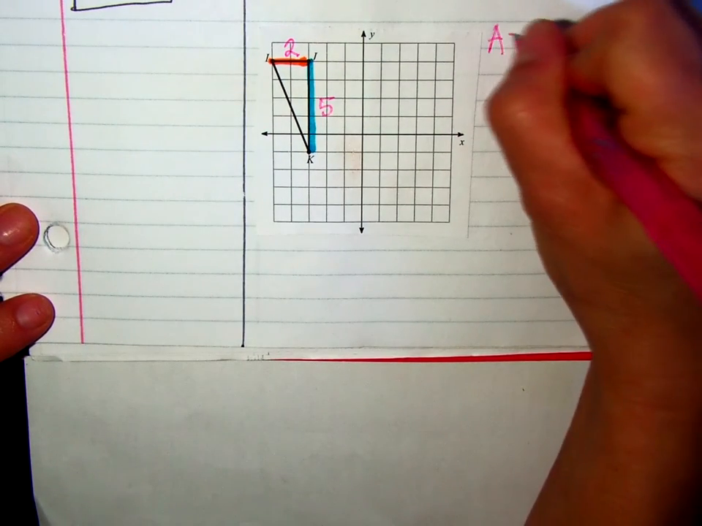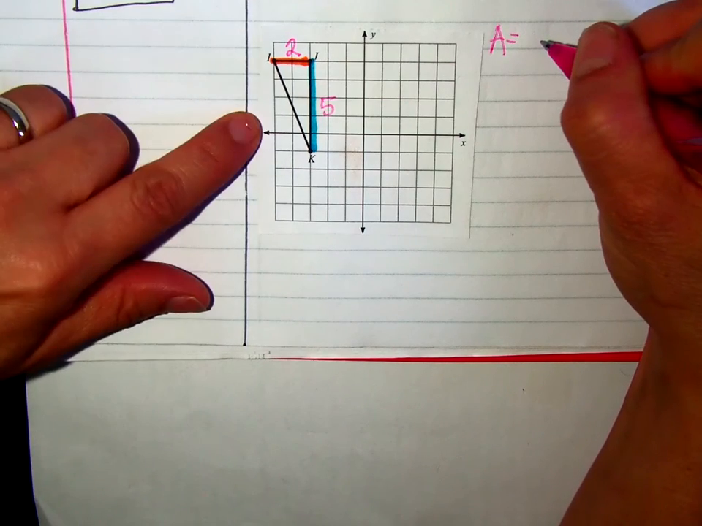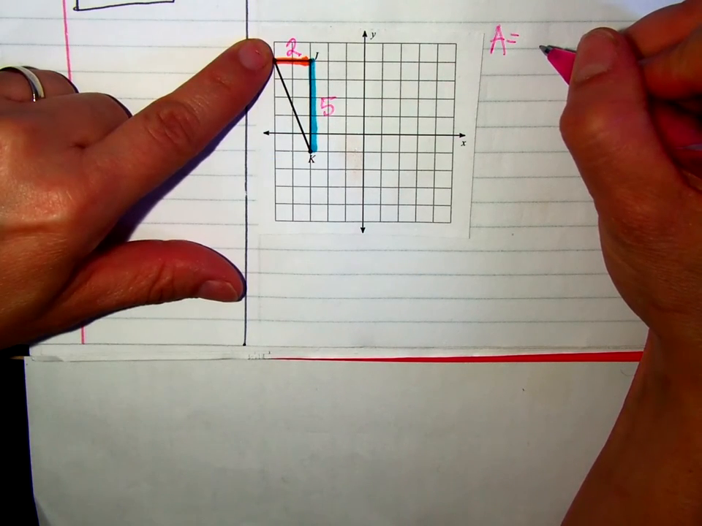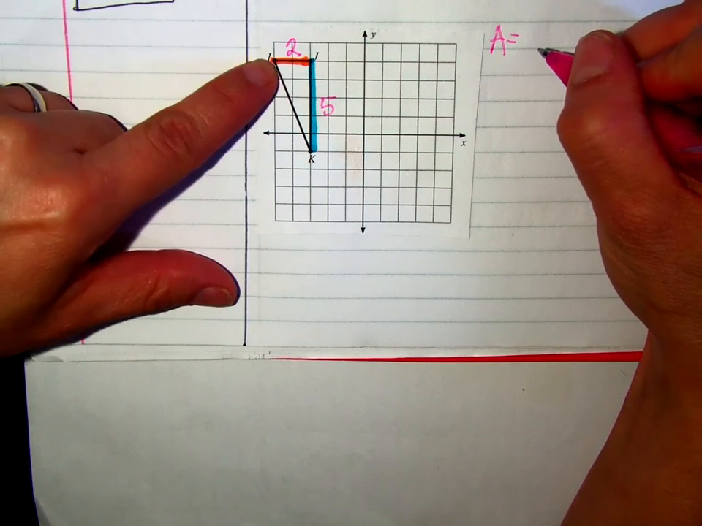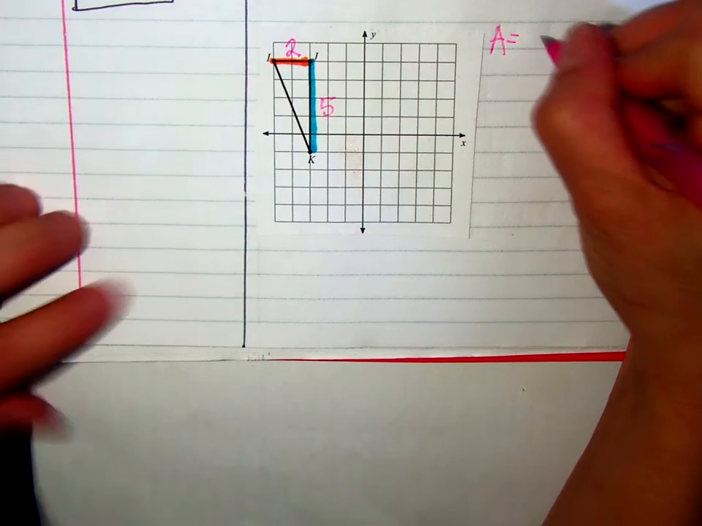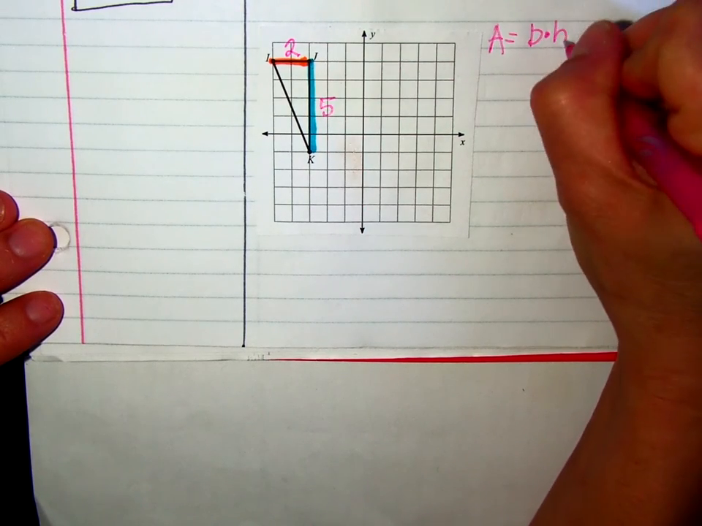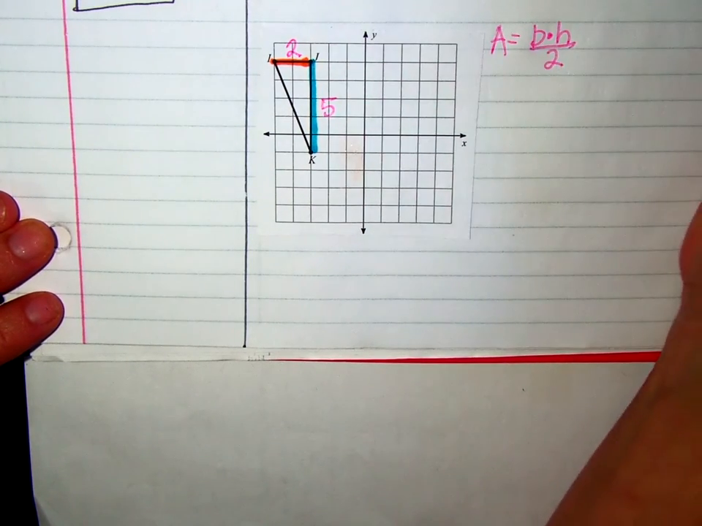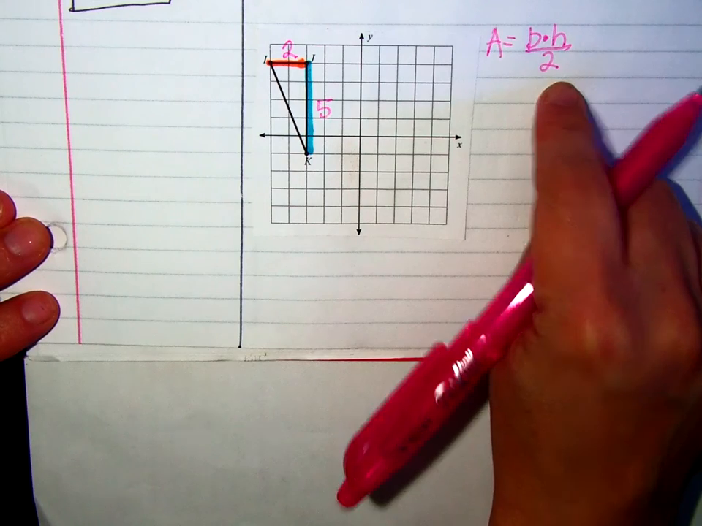Using our area formula, this time it's a triangle, which means if I were to complete the rectangle, this is half of a rectangle. So I'm going to take my base and my height and I'm going to divide it by 2. We always do this for triangles.